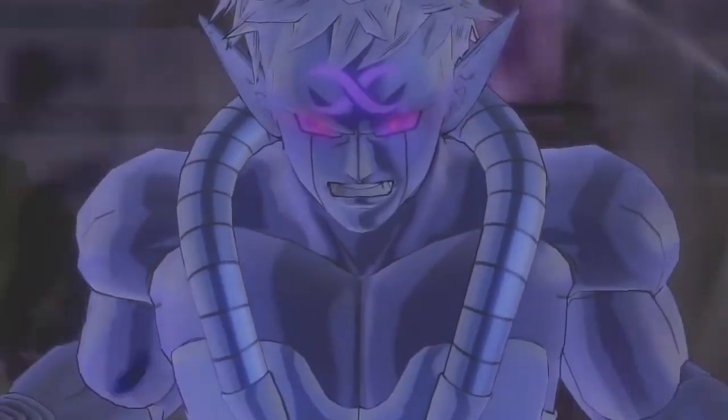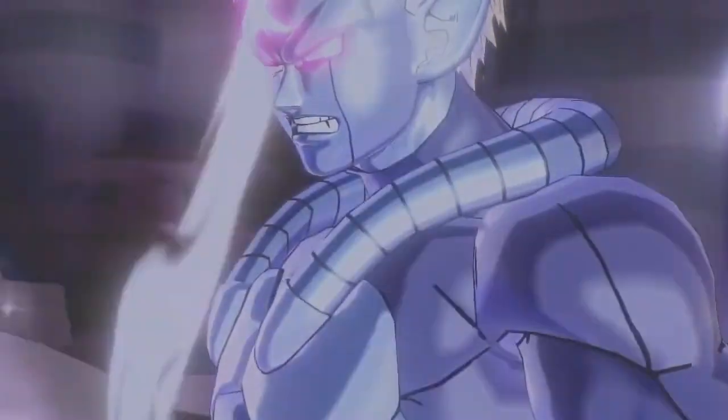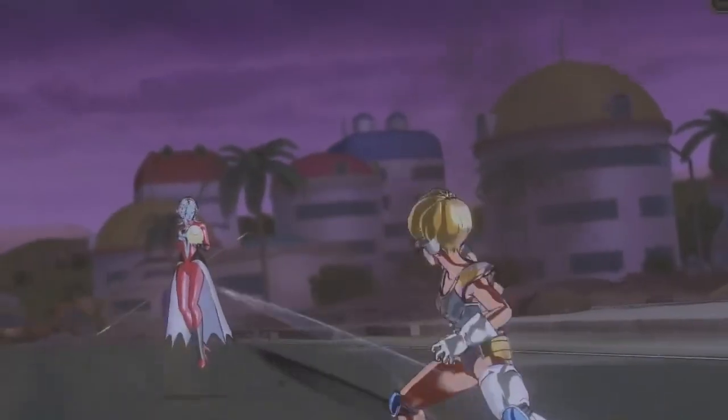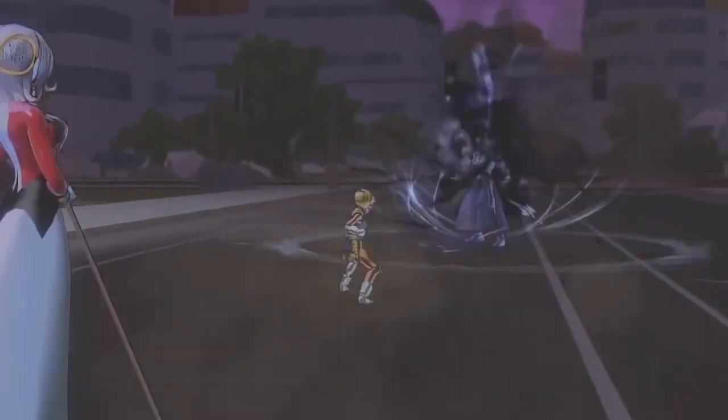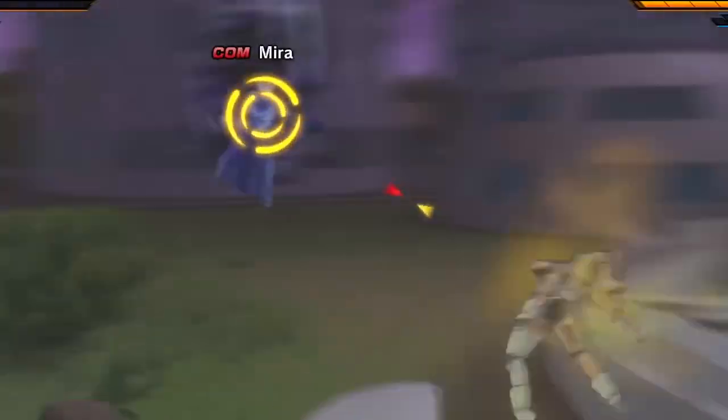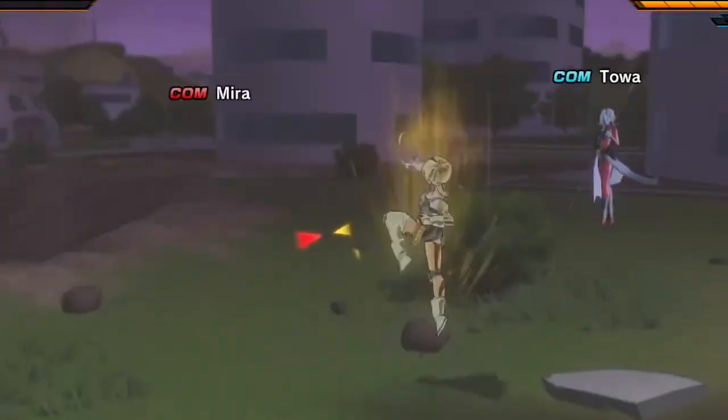Mira is an android created in the demon realm and resembles a denizen of that same realm. He is created by Towa, a demon realm scientist and sister to the original Demon King Dabura. Mira's main goal throughout his life is to become the strongest fighter in the universe.